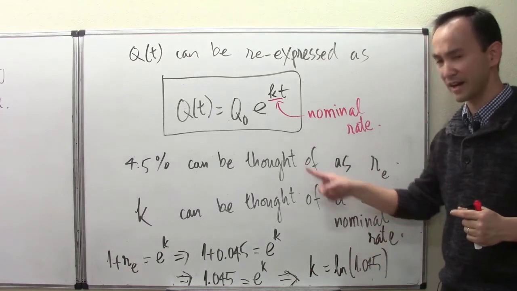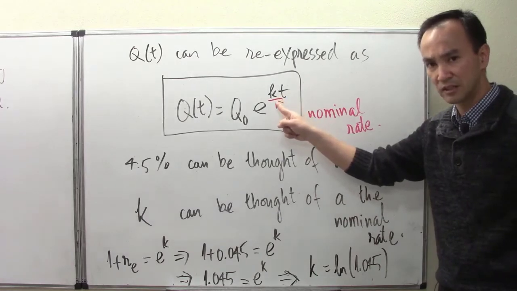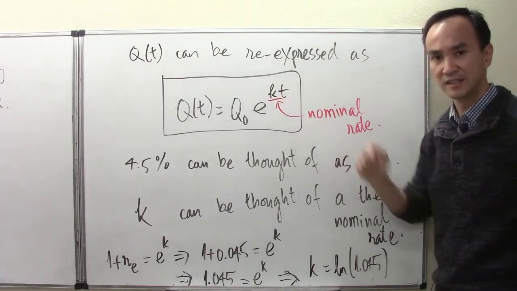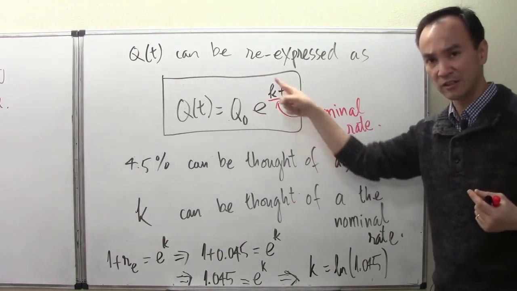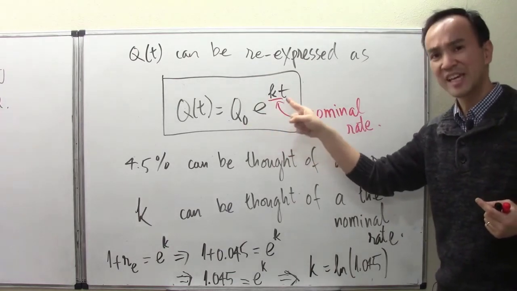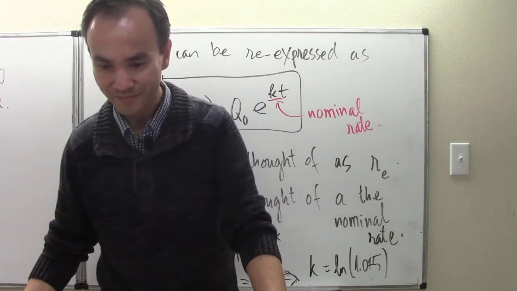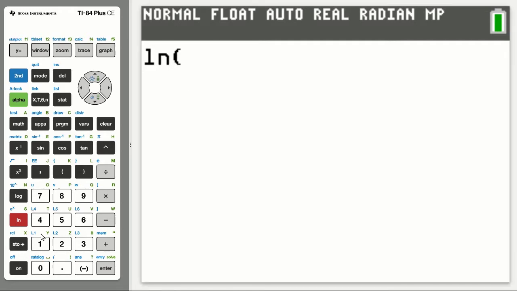Okay, and then I'm going to come back. We have found our k value right here. For now we're thinking of that as a nominal rate, but we have found that value for k, and we are ready to finally come up with our modeling function in base e. Okay, all right. So now on my calculator, with the standard TI calculator, all I'm doing now is natural log, because we are calculating the value for k. So natural log of 1.045.